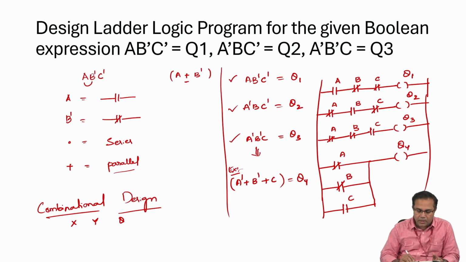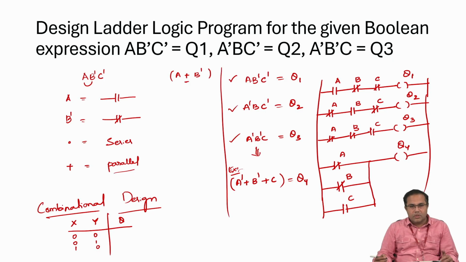Now when I figure out the inputs and output in any application, the next important thing you can do is try to draw the truth table among this combination. So here I have two inputs, so maximum possible combinations are 4. So 0 0, 0 1, 1 0 and 1 1. In this way we can design any kind of Boolean expression into ladder logic.